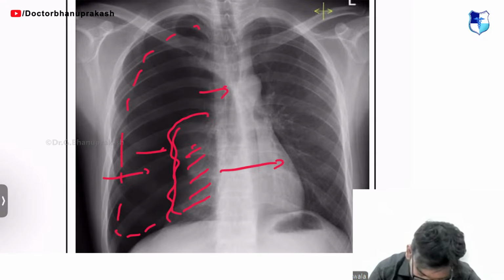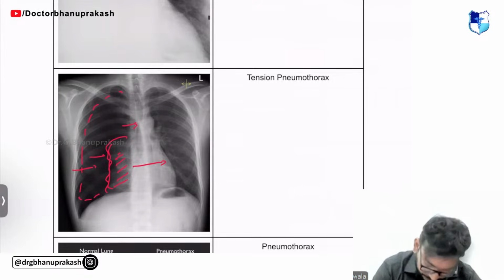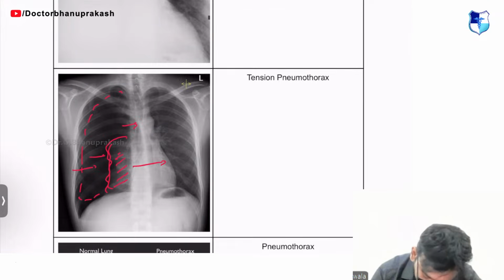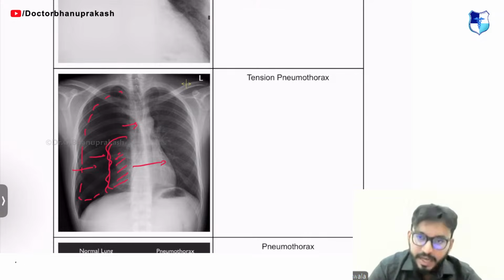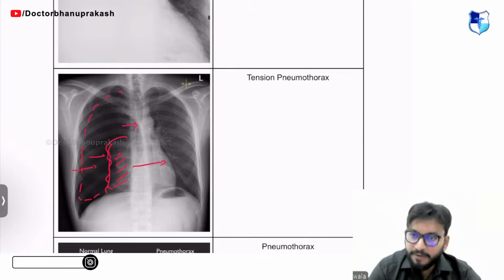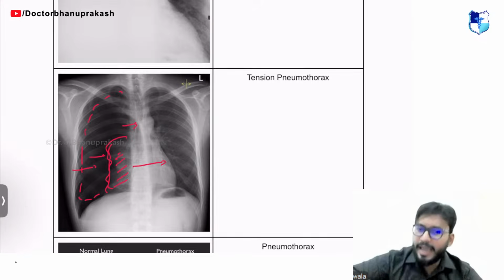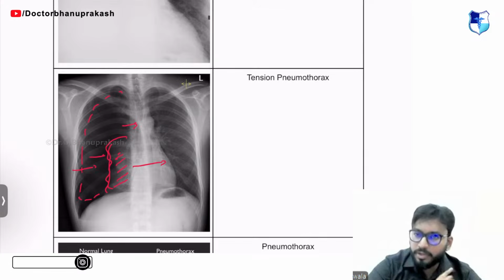What is the treatment, guys? What is the treatment of tension pneumothorax? The patient is collapsing, the patient is dying, the saturation is falling. What will you do? There is air in the chest. Remember, any pathology anywhere in the world, any subject, you treat the root cause, the pathology will go.